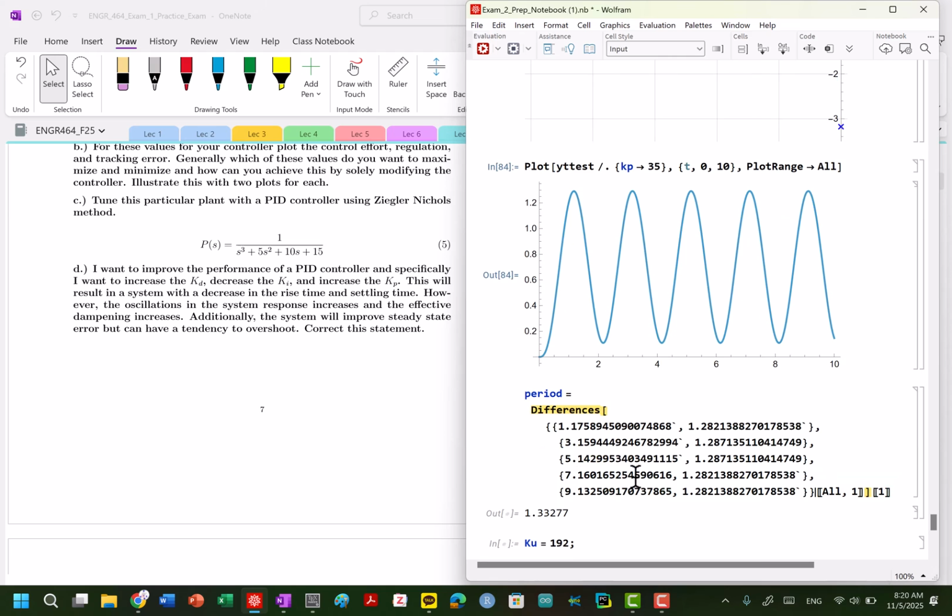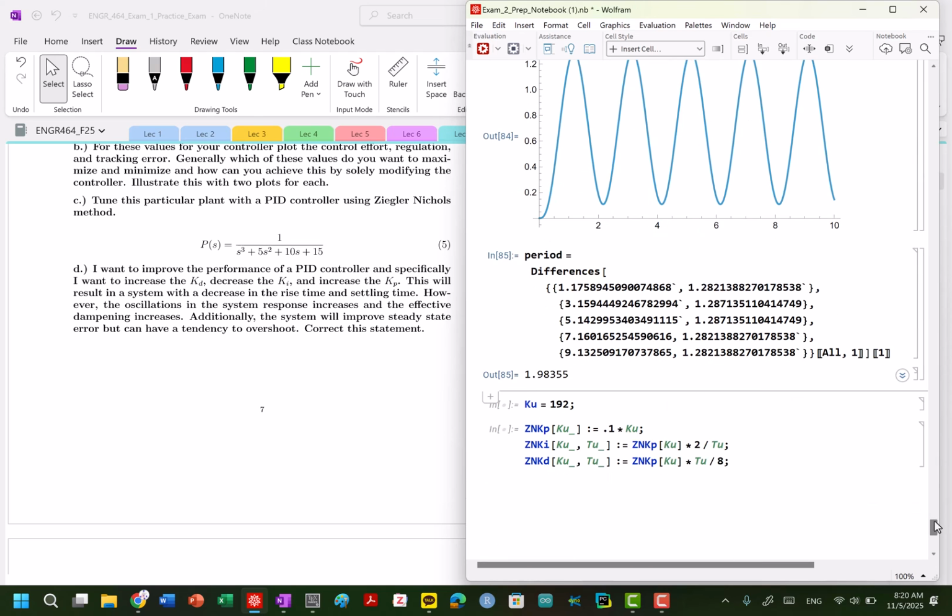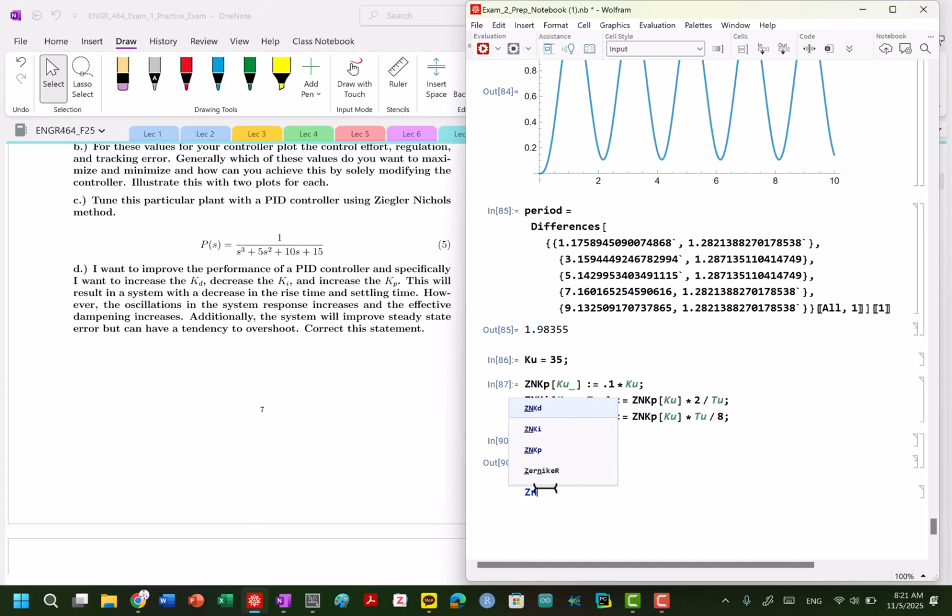I'm going to copy here. So that's my period. The KU value is just going to be what we set, so that was 35. And now we can essentially run the rest of these values here. This will give me my Ziegler-Nichols KP, which will be whatever the KU is here. My Ziegler-Nichols KI will be equal to my KU and then the period.